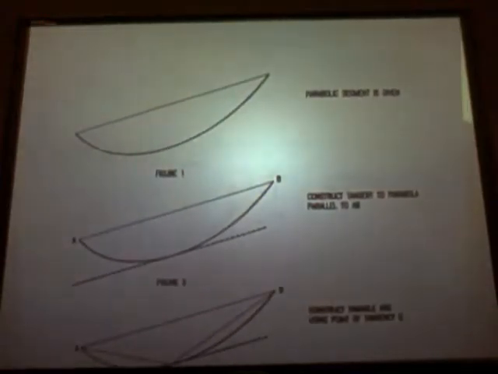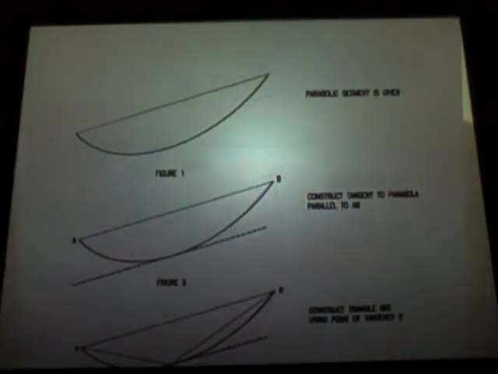So you're given a parabolic segment there. And Archimedes' great result was to find the area of it.